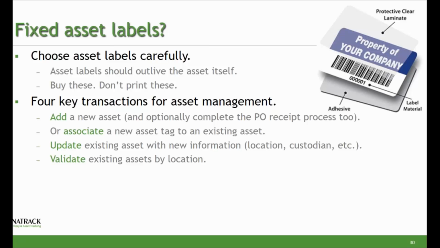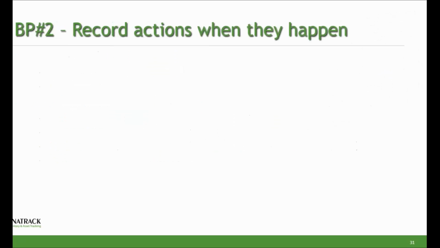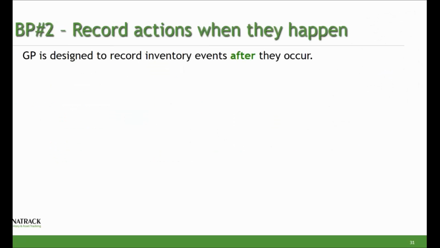So that was a very long best practice number 1. Best practice number 2 is a lot shorter. GP is designed to record inventory events after they occur. It's inefficient for real-time entry because it's not designed for it. So basically, if you think about what it takes to enter a transaction into a GP window, you've got an awful lot of fields. They're awfully confusing. It takes some training to figure it out.